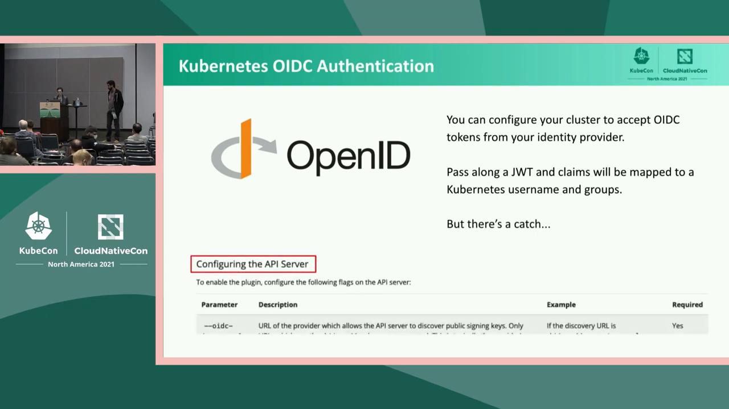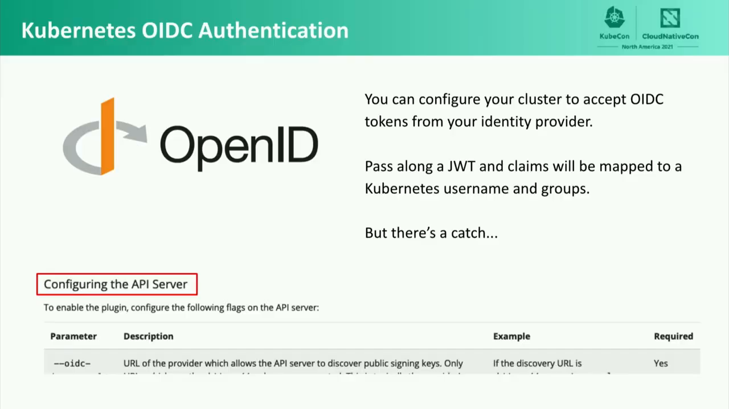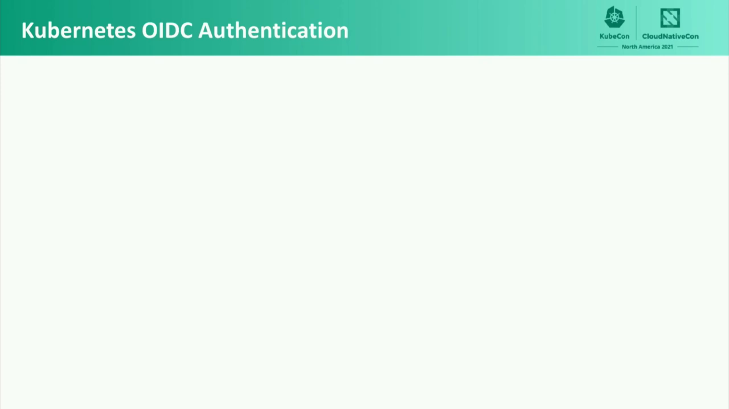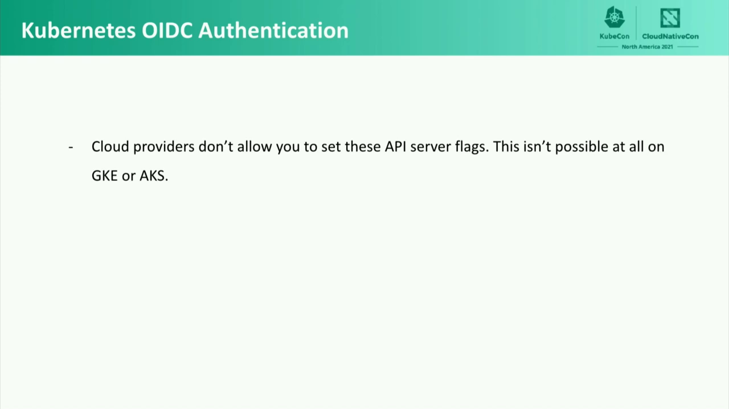A big one is that it requires configuring the API server. If you're self-hosting, this is something you can do by setting a few flags, but a lot of Kubernetes users don't have that option available because they're using a cloud provider distribution and they aren't allowed to set API server flags at all. In contrast, admission webhooks can be configured dynamically, so something like OPA Gatekeeper can be deployed by any cluster administrator at runtime in a cluster agnostic way that doesn't differ between cloud providers and self-hosted. So configuring the API server makes this option impossible on GKE and AKS.